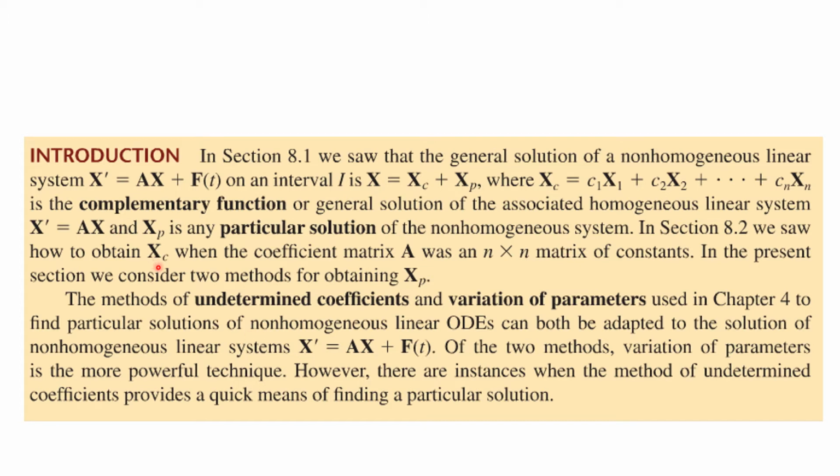We knew how to obtain this in the previous section using eigenvector and eigenvalue techniques, and now we're going to discuss two ways of finding xp. One method is called undetermined coefficients, which is what we talked about with annihilators and generally the guess and check method, and the other is variation of parameters. Now, as then, of the two methods, variation of parameters is the more powerful technique. However, there are instances when the method of undetermined coefficients provides a quick means of finding a particular solution. So we are going to deal with that first, and then we'll talk about variation of parameters.